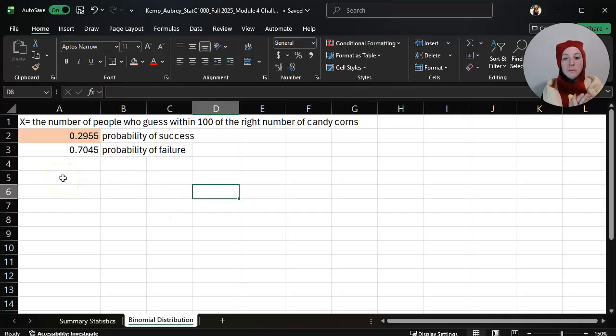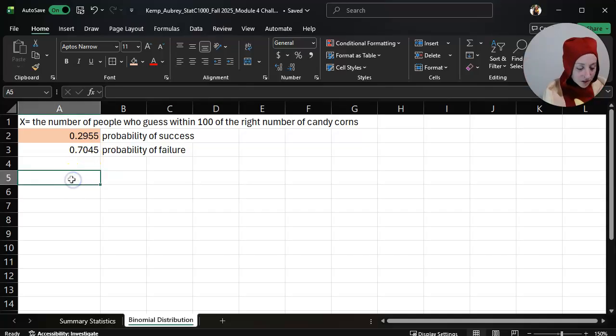Okay, so we have the probability that someone guesses within 100 of the right number from our data set, which we are going to be using as the probability of success, was 0.2955, and the probability of failure then would be 0.7045. As a percent, I want to reiterate what that means. That means about 70% of you guessed outside of that range. So 70% of you guessed over 100 away from the correct number of candy corns. So that's about a third of you guessed within, and 2/3 of you guessed outside of that range.